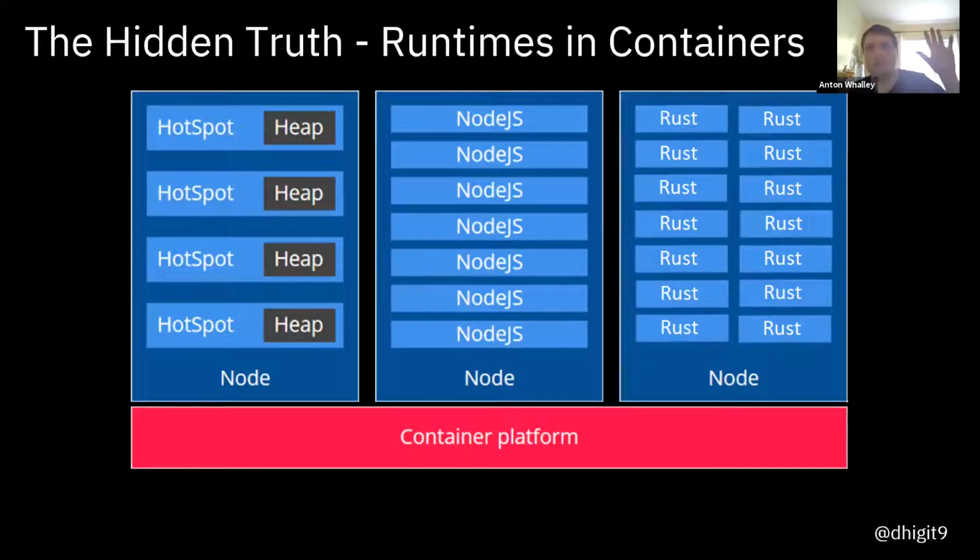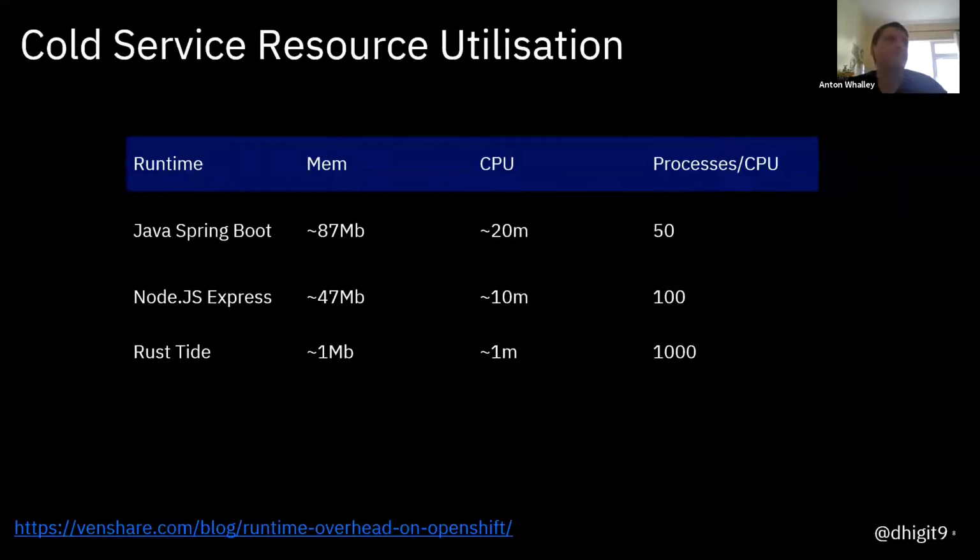We're starting to see a move towards Go, towards Rust, and towards native compiled Java technology as well, which is kind of exciting for us because it means people are starting to understand the benefits of running native compiled applications. So I did some specific measurements on this.